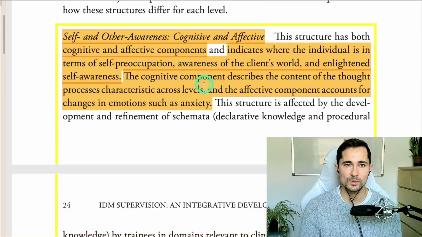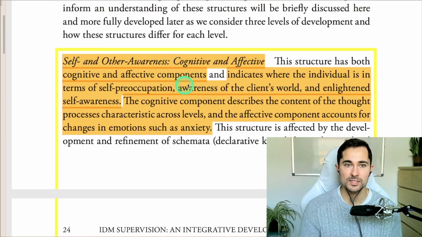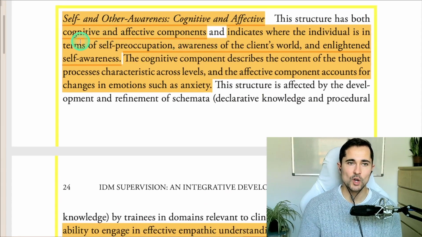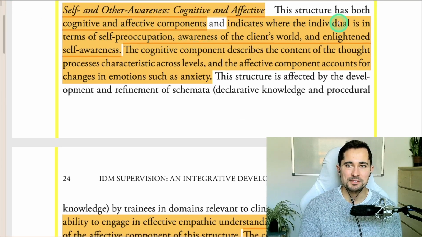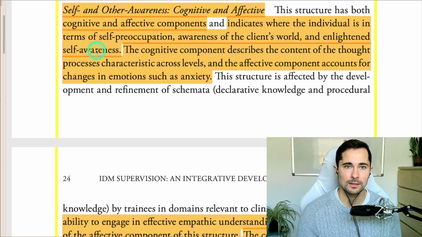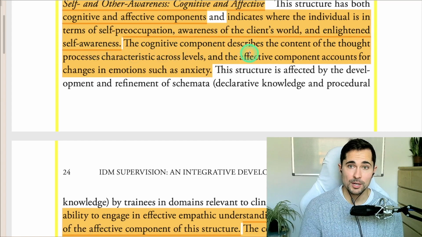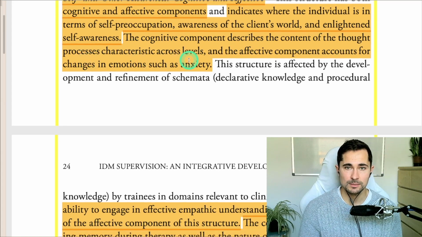So the first of these 3 structures is self and other awareness. So this structure has both cognitive and affective components, affective meaning emotional. And it indicates where the individual is in terms of self-preoccupation, awareness of the client's inner world, and enlightened self-awareness. The cognitive component describes the content of the thought processes characteristic across levels, and the affective component accounts for changes in emotions, such as anxiety.